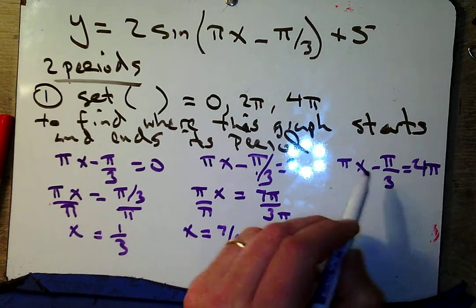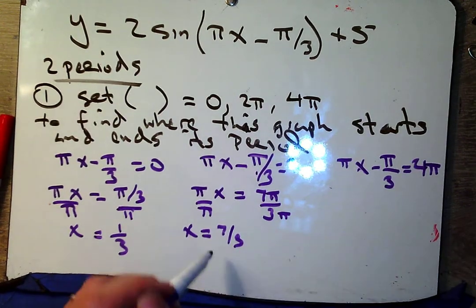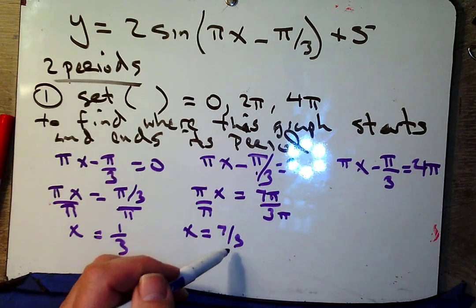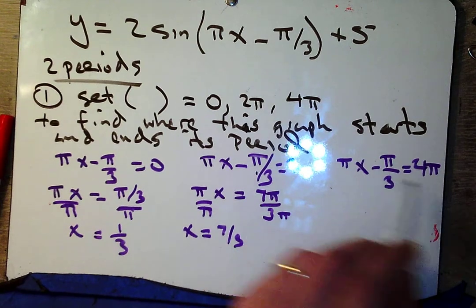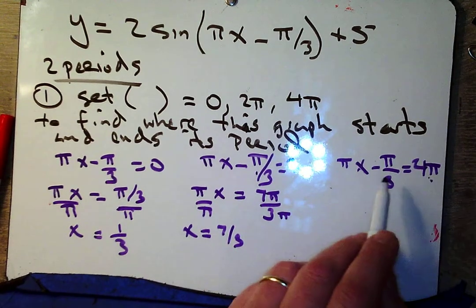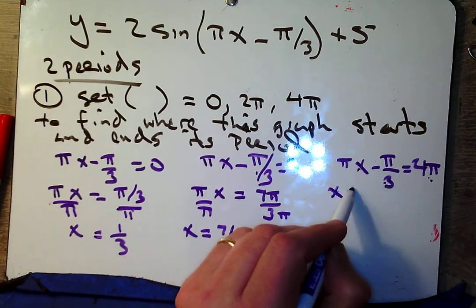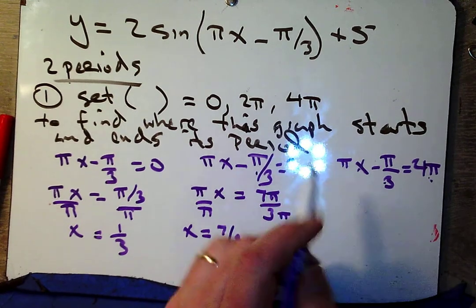And over here for my second period, this is where the second period is going to start. It's also where the first period ends. And this is where the second period is going to end. So that's 12 pi over 3 plus 1 pi over 3, which is 13 pi over 3.